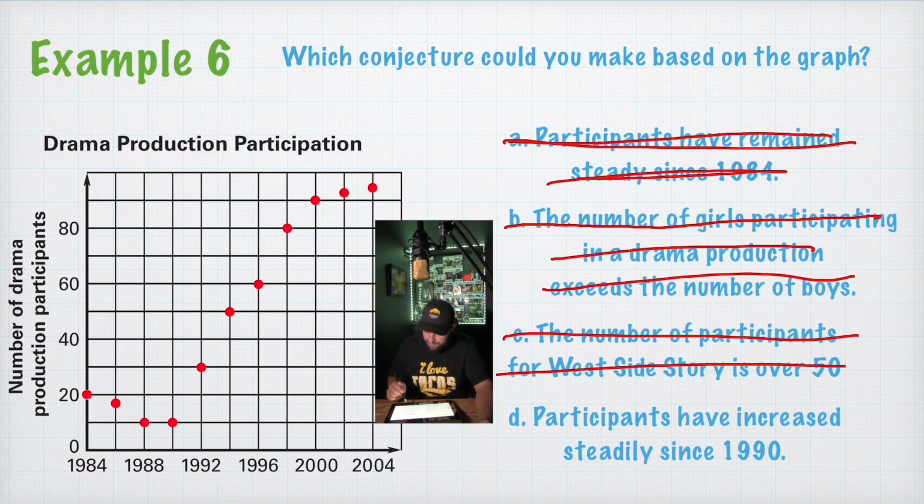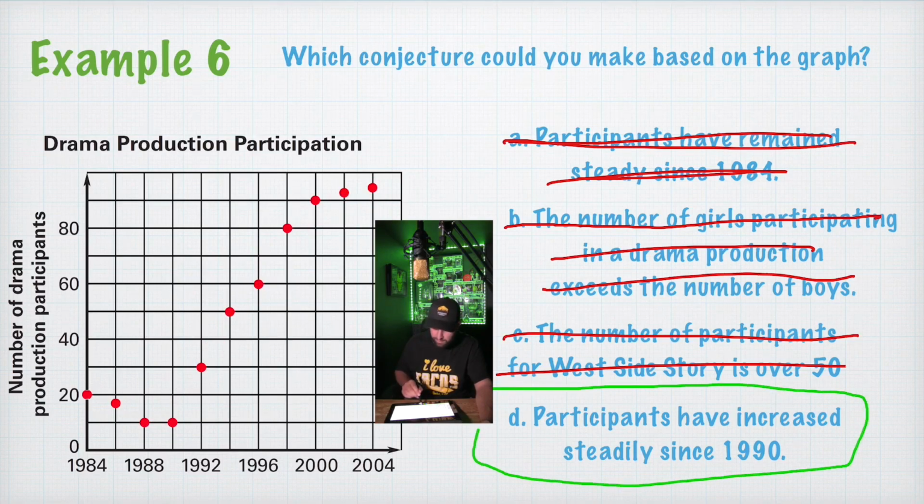D says participants have increased steadily since 1990. So 1990 is right here. And sure enough, we never had a decrease in participation. It was always increasing. So, D would be the conjecture you can make.